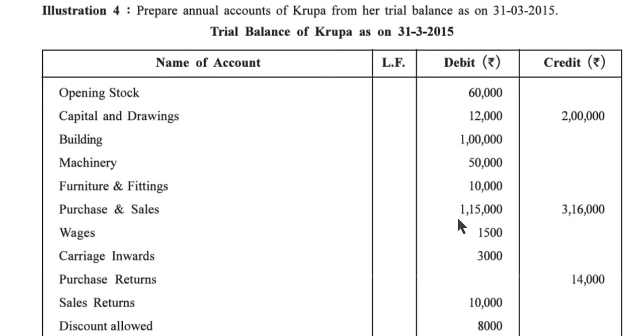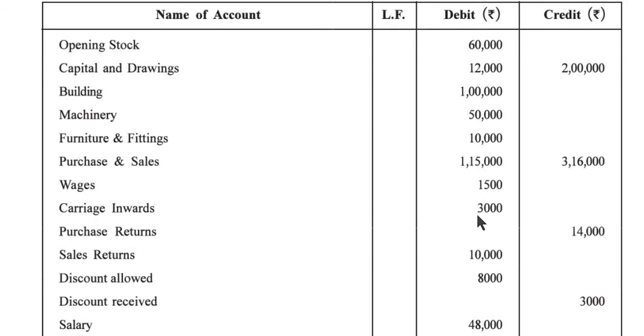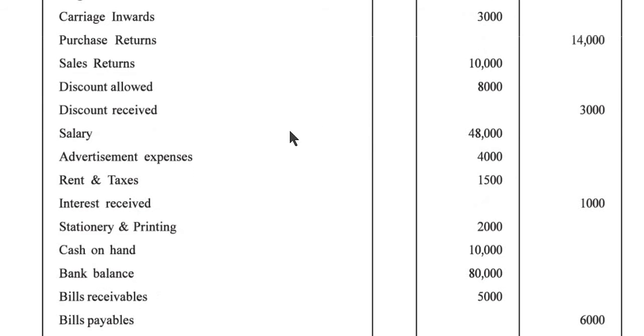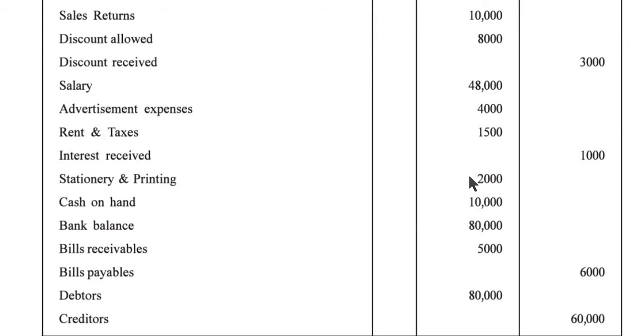Purchase and sales. Purchase always debit, sales always credit. So if credit side is given, it is sales, and if debit side is given, it is purchase. Wages, expense. Carriage inward, expense. Purchase return is minus from the purchase. Sales return. Purchase return always credit and sales return always debit. Discount allowed, expense, so debit. Discount received, income, so credit. Salary, expense; advertisement, expense; rent and taxes, expense; interest received, income, credit. Stationery and printing, expense, debit.